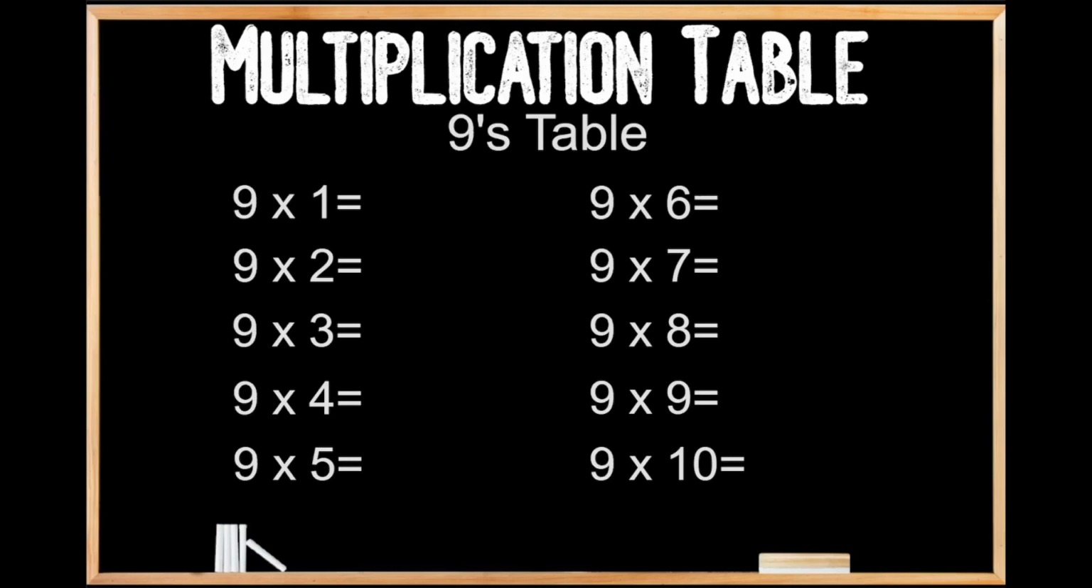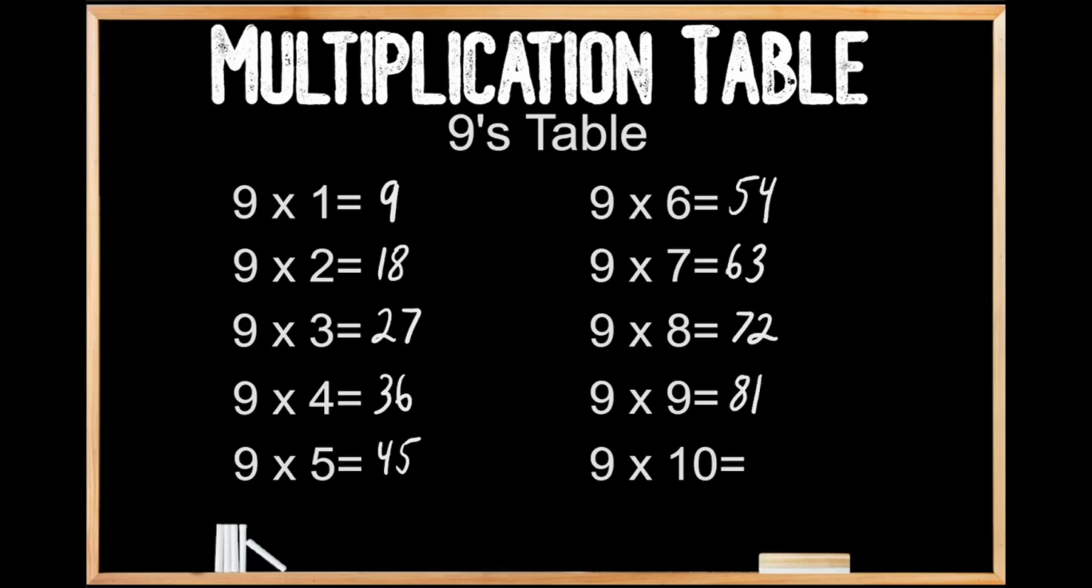Nines table. 9 times 1 is 9. 9 times 2 is 18. 9 times 3 is 27. 9 times 4 is 36. 9 times 5 is 45. 9 times 6 is 54. 9 times 7 is 63. 9 times 8 is 72. 9 times 9 is 81. And 9 times 10 is 90.